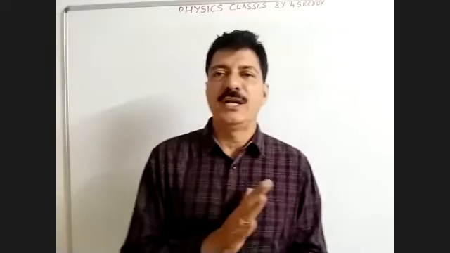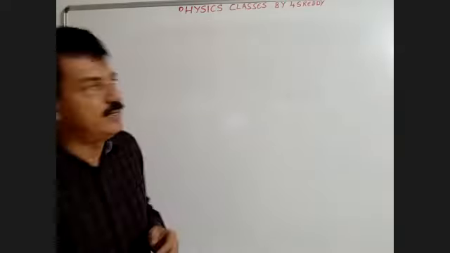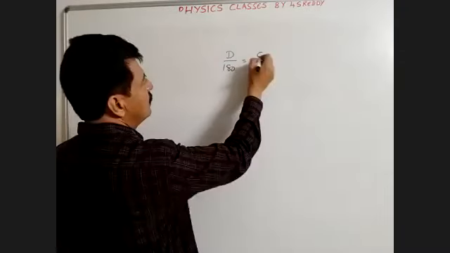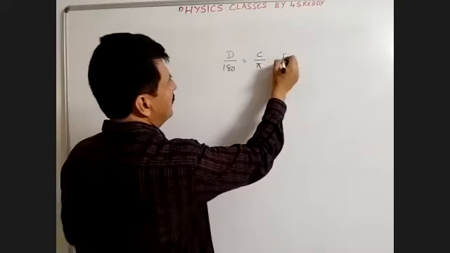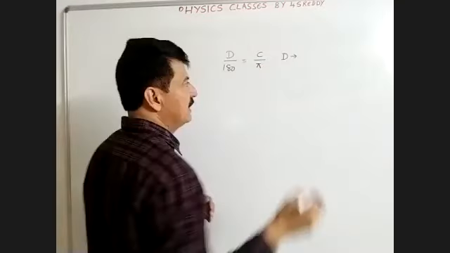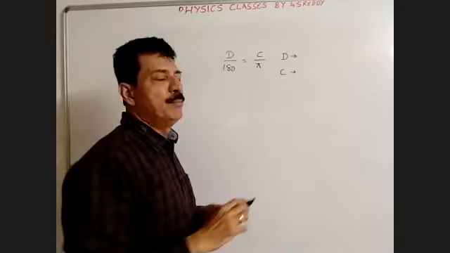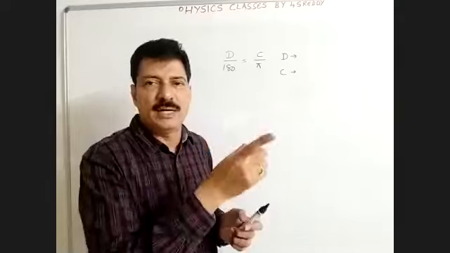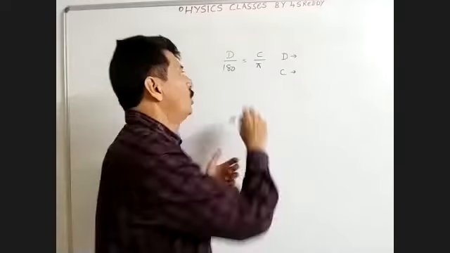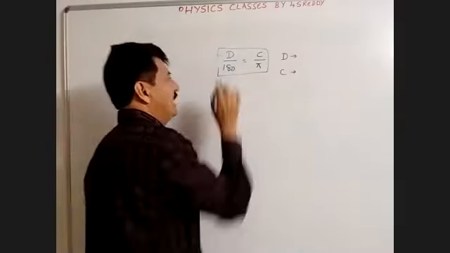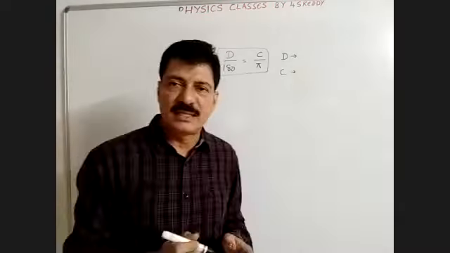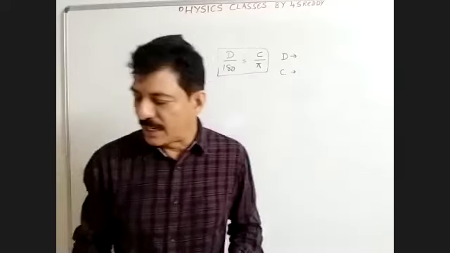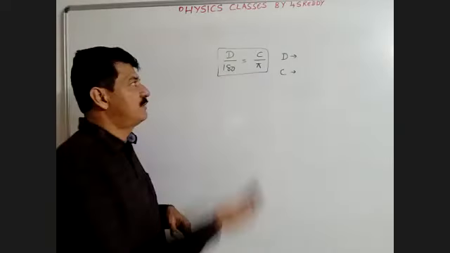Then what is the relation between degrees and radians? Yesterday we discussed that D by 180 is equal to C by pi, where D is the measurement of angle in degrees and C is the measurement of angle in radians. We can convert from degrees to radians or from radians to degrees using this relation. That's what we said earlier. And also we discussed some model problems, how to convert degrees to radians or radians to degrees. So this is the first point we have.